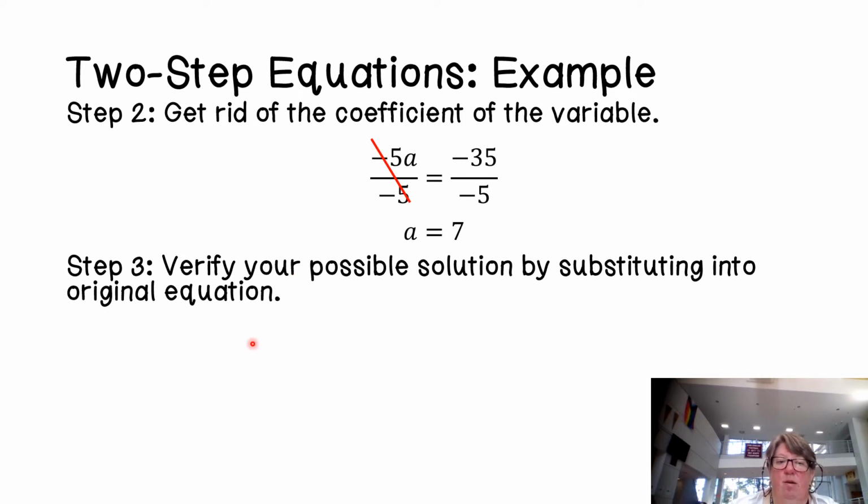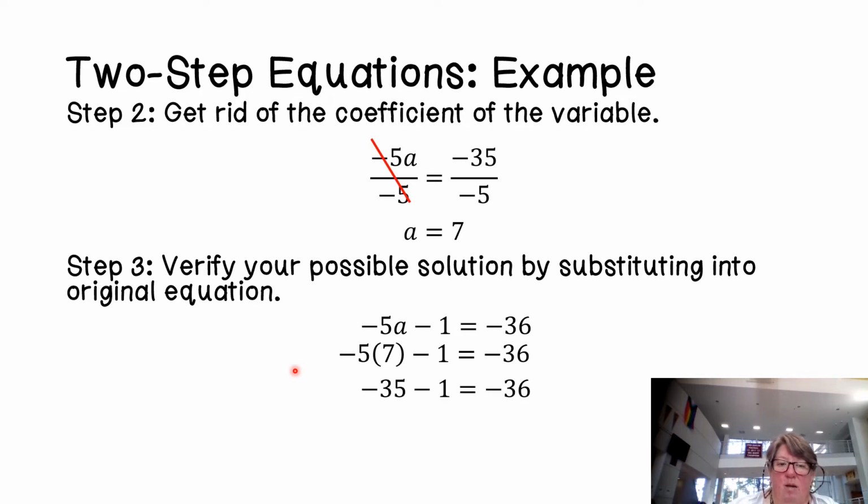Step 3 is verify your possible solution. So we are going to take this 7 and put it in for a. Our original equation was -5a - 1 = -36. We put 7 in for a. And when we simplify, we get -36 = -36, which is a true statement. So we know that a = 7 is our solution.